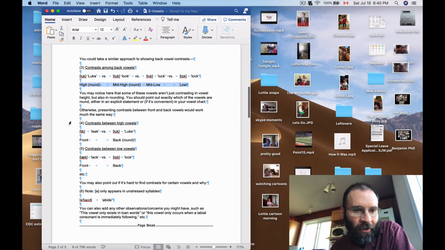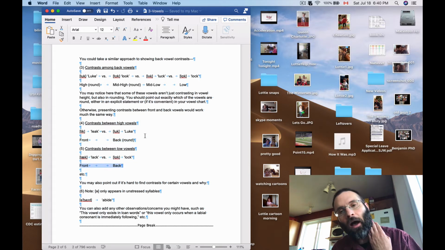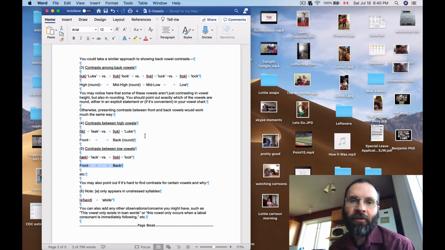And then I've got contrast between vowels of different heights here. So the high vowels are leak and luke, and then that's front versus back and round, so on and so forth. Lack and lock is just front versus back, so on and so forth. So usually you should be able to present contrasts which are clear in terms of their phonetic features.